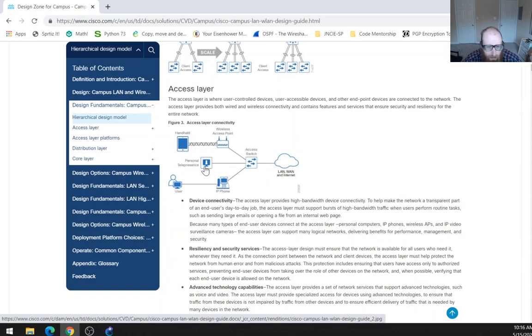We've got personal telepresence, so like a video camera, something like that, will plug into the access layer. Or a TV maybe, like a smart TV. And then IP phones, of course, which again are another kind of extended access layer because then the user picks up the phone and so on.